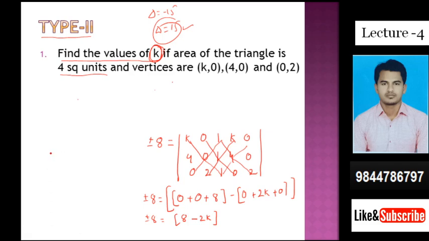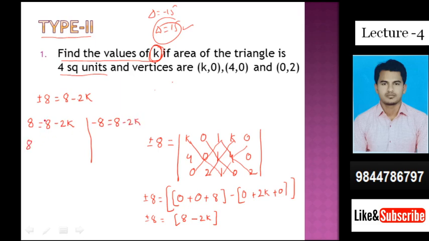Now plus or minus 8. So I am going to write here plus or minus 8 equal to 8 minus 2k. This plus or minus indicates it contains two values: one is a plus value and one is a minus value. I am going to separate them. First I take the plus value, 8 minus 2k. This is one value, and one more value, minus 8 equal to 8 minus 2k, isn't it?